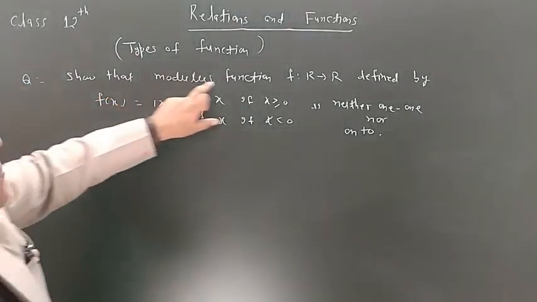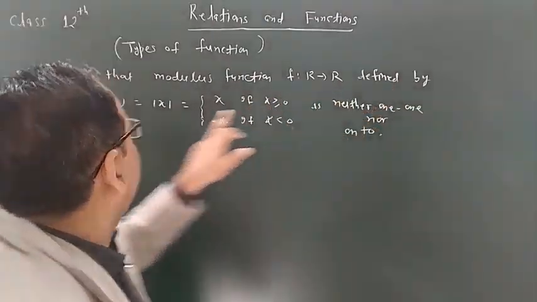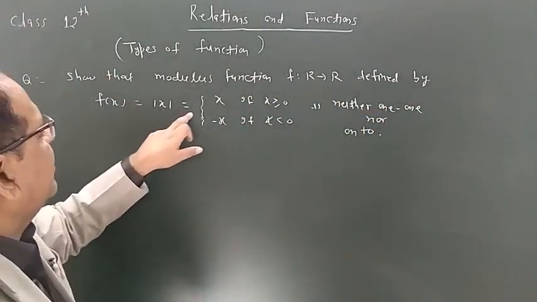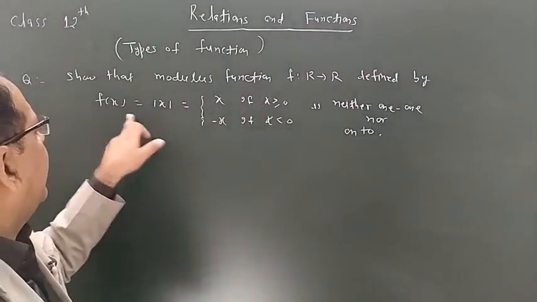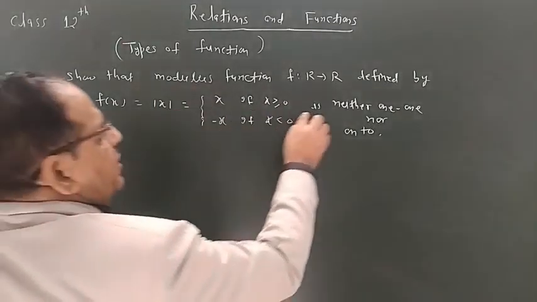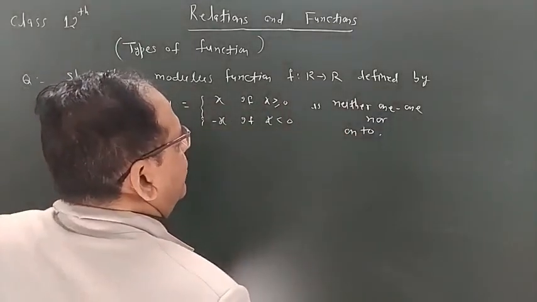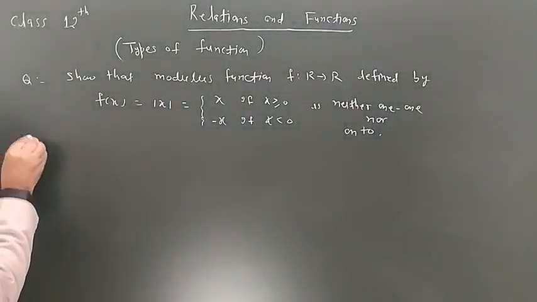Show that the modulus function f from the set of real numbers to the set of real numbers, defined by f(x) equals modulus x, equals x if x is greater than or equal to 0 and f(x) equals minus x if x is less than 0, is neither one-one nor onto. This is the basic definition of the modulus function. So how can we solve this question?